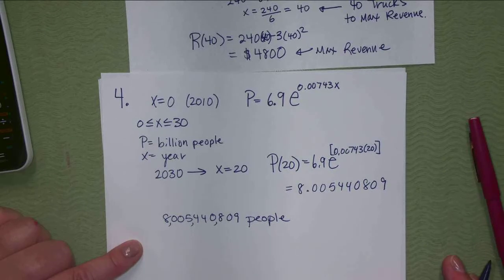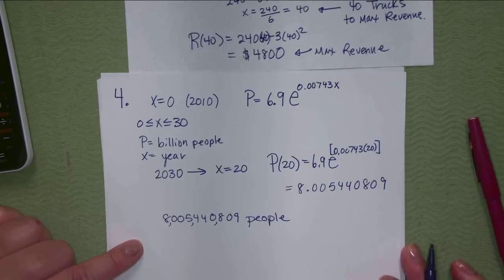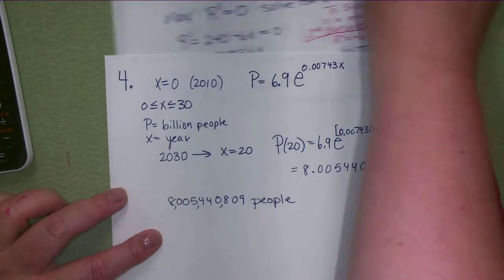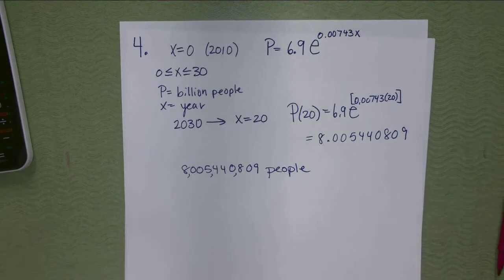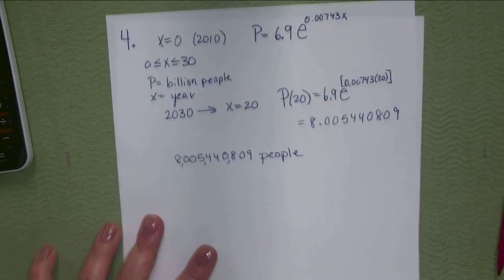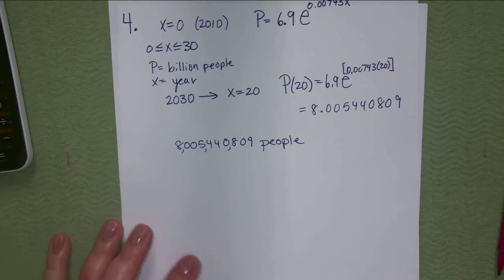Do you see that? So I just kept all the digits on my screen because I knew it was in billions and I'd have to move that decimal over that many places. I don't know. Saying approximately 8 billion, is that the same as 8 billion and 5 million more? I don't know. It depends whose scale you're looking at, but that's a lot of extra people.